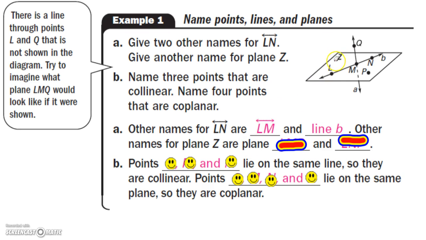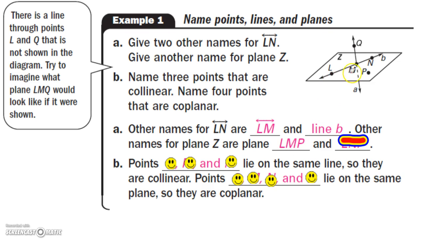Here's plane Z. Remember, you can name a plane with a capital letter. What's another way I can name plane Z? Well, I can look for 3 non-collinear points like L, M, and P, or P, N, and M, or M, N, and P.